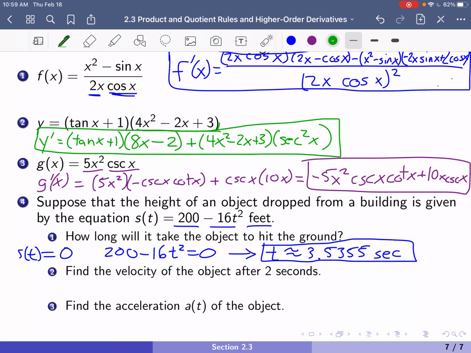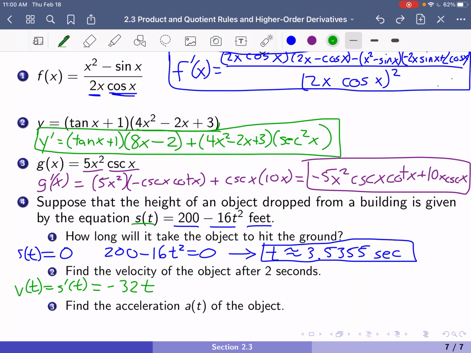Next, we want to find the velocity of the object after 2 seconds. So we have the position function. How do we find a velocity function? Well, our velocity function is the derivative of the position. And so if we take the derivative of that, we get negative 32t, so derivative of 200, that's the derivative of a constant, is 0, minus the derivative of 16t squared. We brought the power down, subtract 1 from the power.